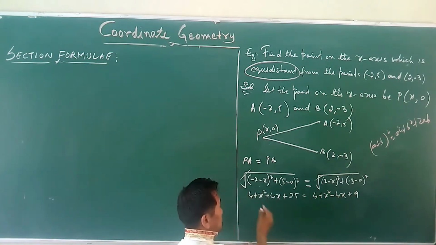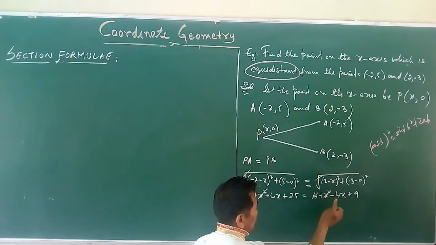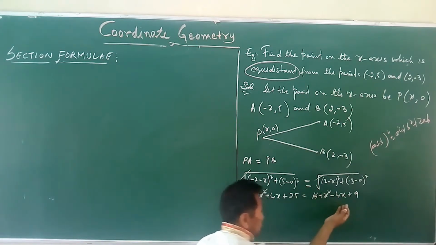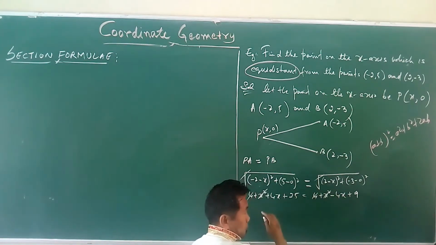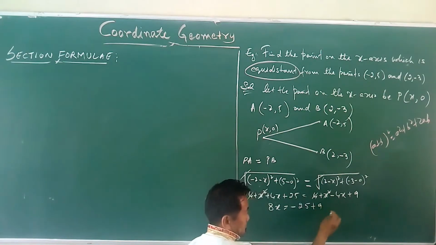The signs are the same for the 4 and the 4x square and x square. What is left here? 4, but it's a negative sign and here's a positive sign. So negative, the positive, so it's 8x which is equal to 25 plus 9.